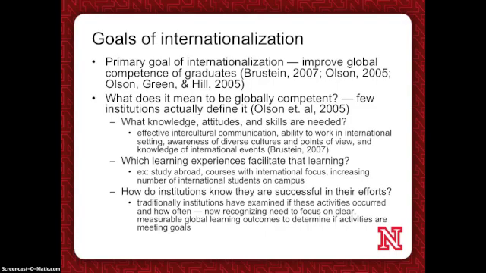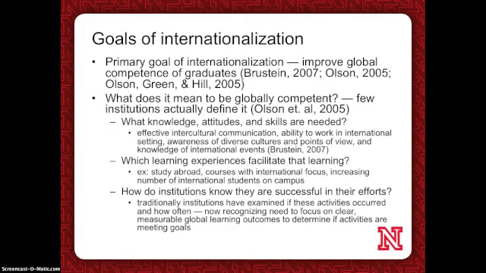Brustein points to a few, such as effective intercultural communication, the ability to work in international settings, an awareness and tolerance of diverse cultures and points of view, and knowledge of international events as indicating global competency. The second question is, which learning experiences facilitate that type of learning? Some examples would be study abroad, courses with international focus, international students already on campuses.